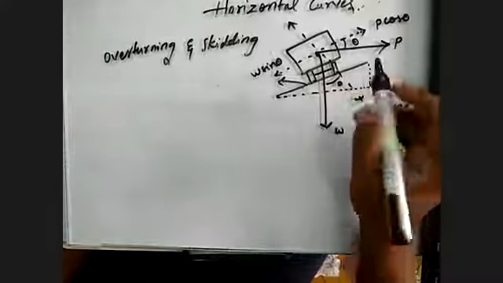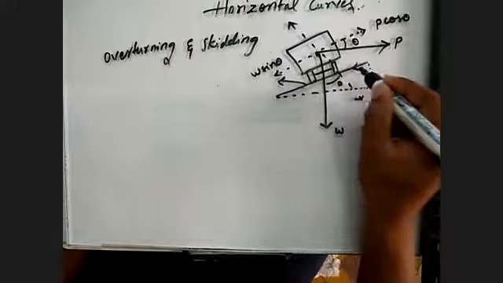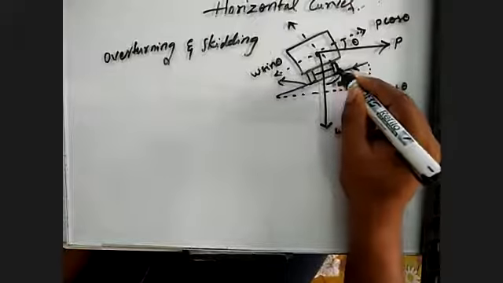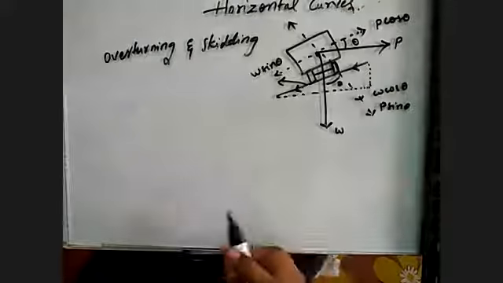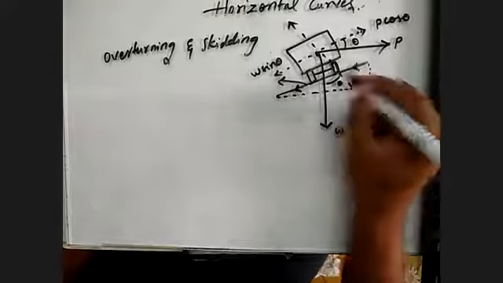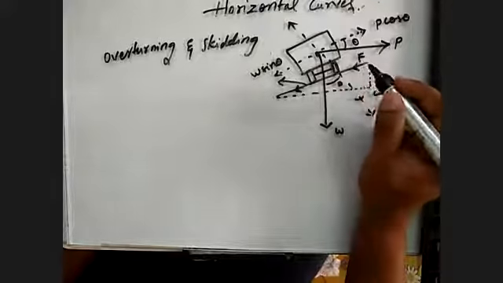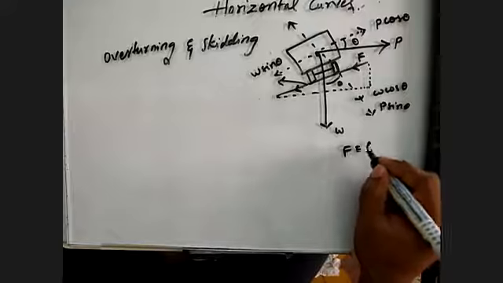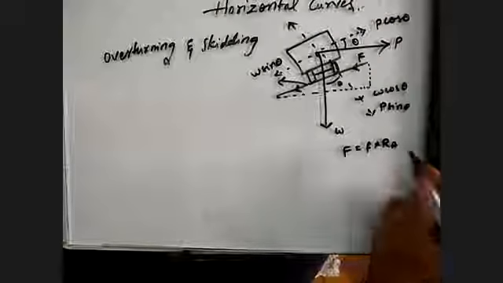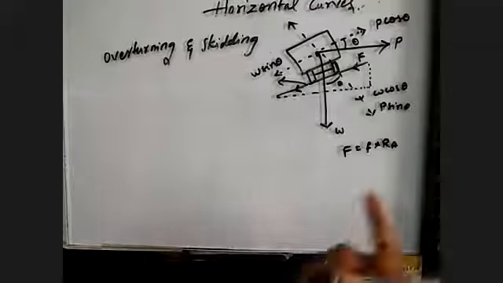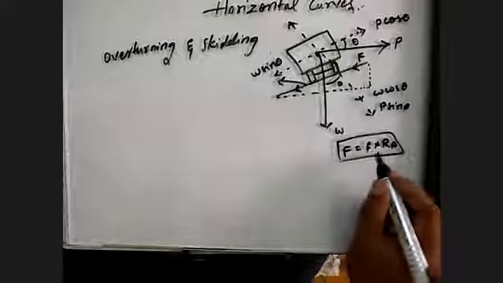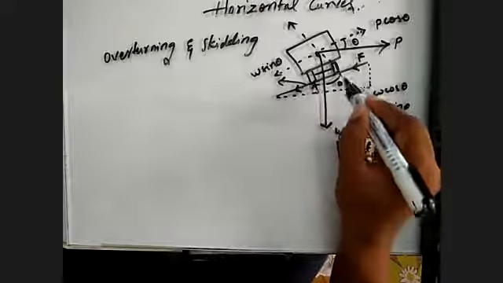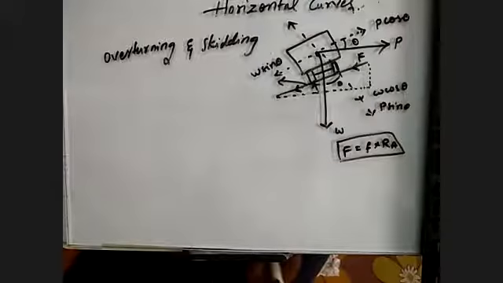As I have told you previously, the frictional forces will be acting between the wheel and the road. Here are the frictional forces. The frictional force is taken as F, the coefficient of friction, into the reactions at the wheels. This is one reaction and the other is another reaction. Okay, please try to focus.